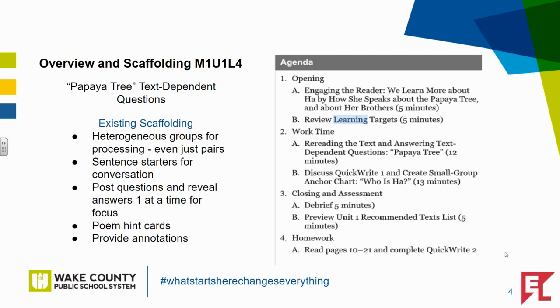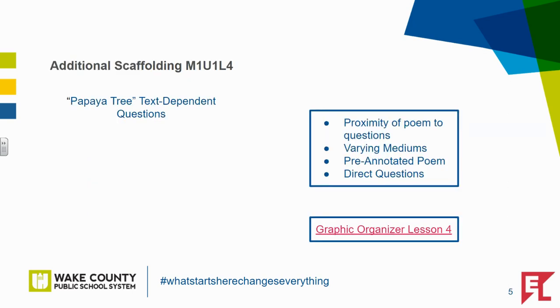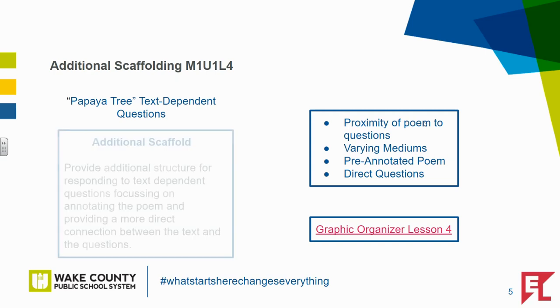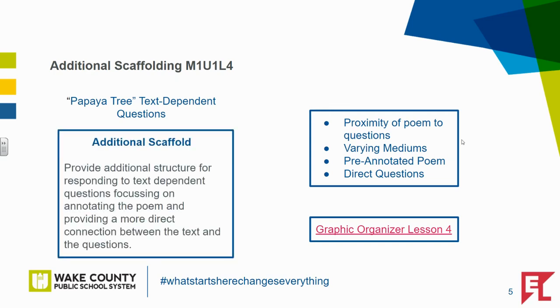In Lesson 4, students read one of the most important poems in the collection and are introduced to one of several extended metaphors. Further structure and support may be provided by having students work in close proximity to the text, using pre-annotated text with focus on questions.